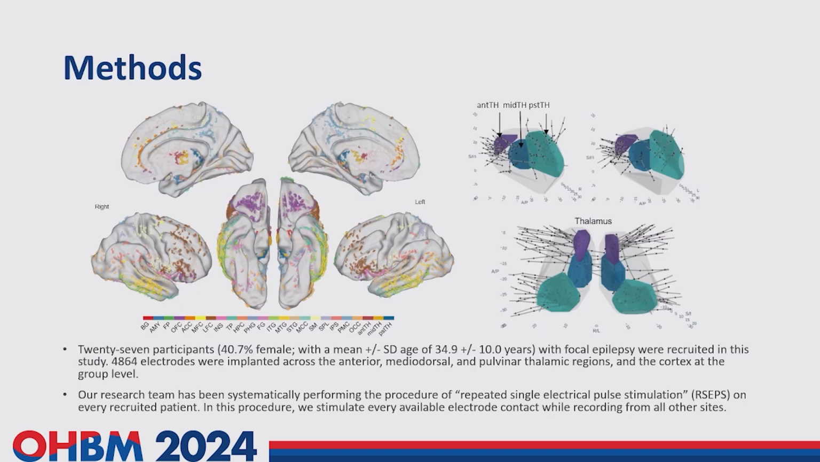This is our electrode localization. At the left, you see the electrodes at the group level spanning across the whole cortex. And in this group, we have 27 participants with about 5,000 electrode contacts inserted across the brain areas. And at the right, we have thalamic recording and stimulation sites.